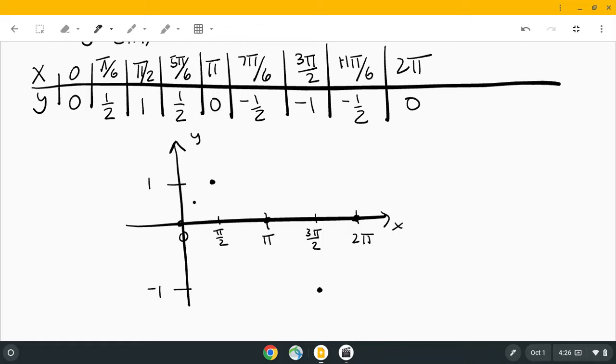So about 1/2, not about, but it's 1/2, so right there. And then 5 pi over 6 is also 1/2, so right around there. And actually, 5 pi over 6 is closer to pi. And then what's after 5? 7 pi over 6, closer to pi as well. And we're at 1/2. And then 11 pi over 6, closer to 2 pi, which is 1/2.